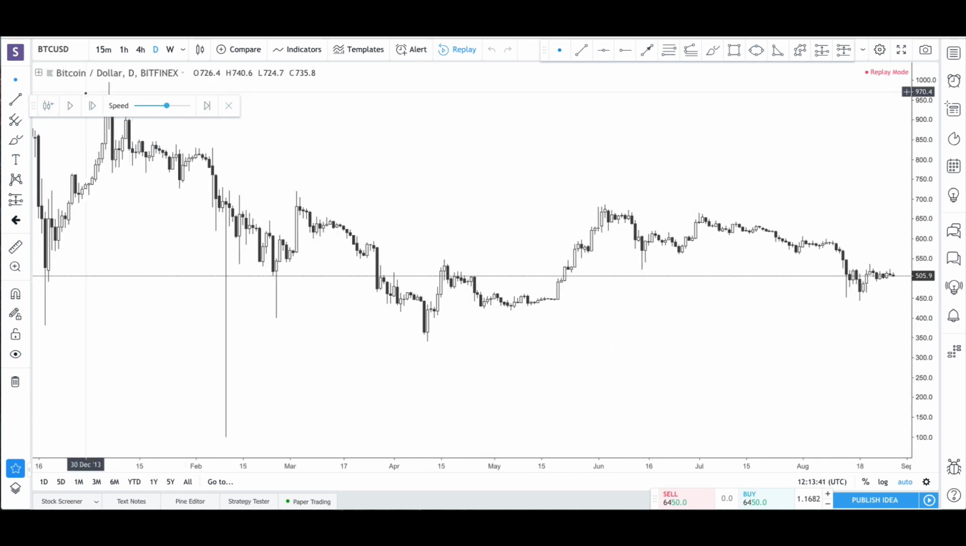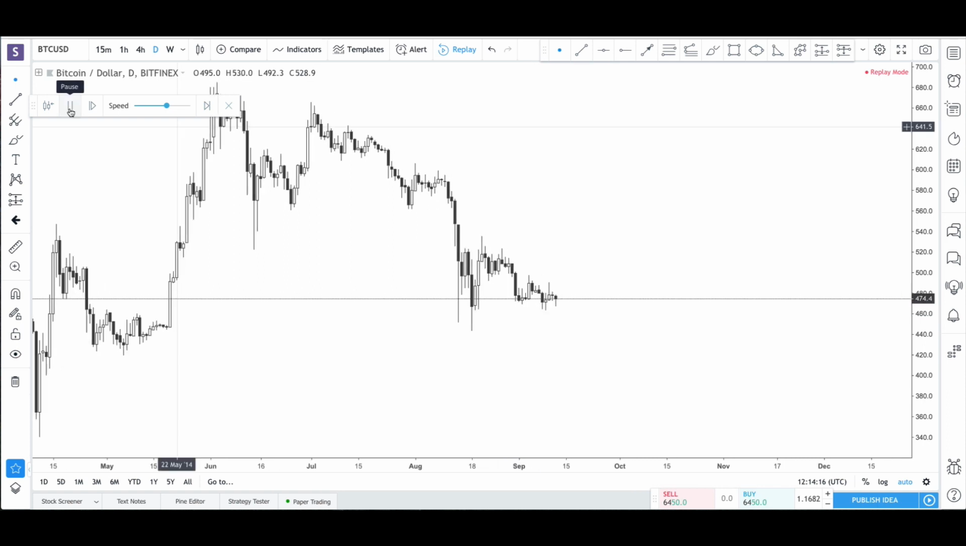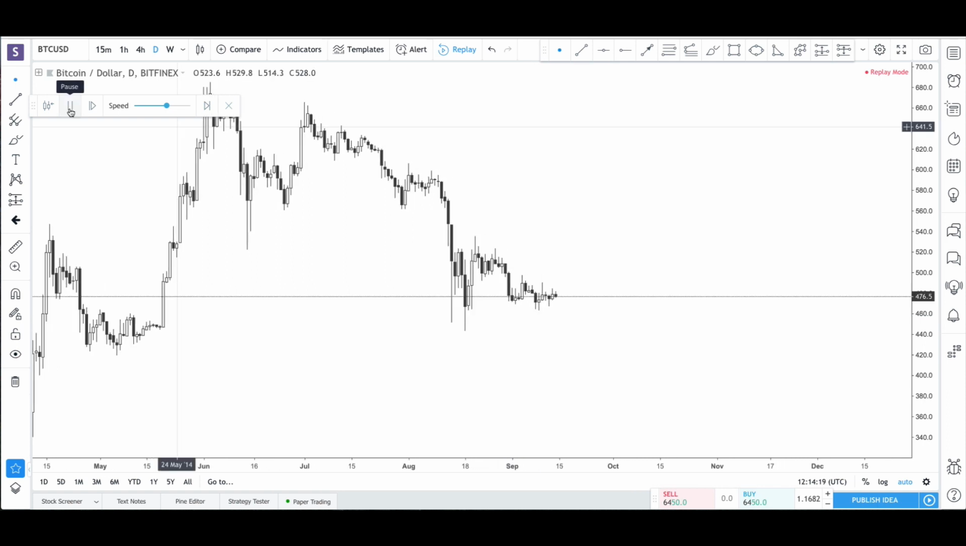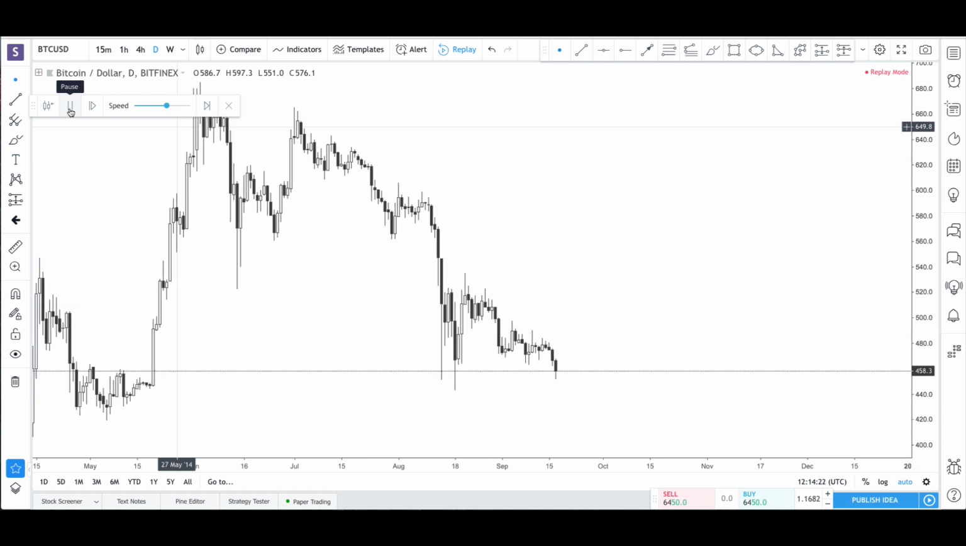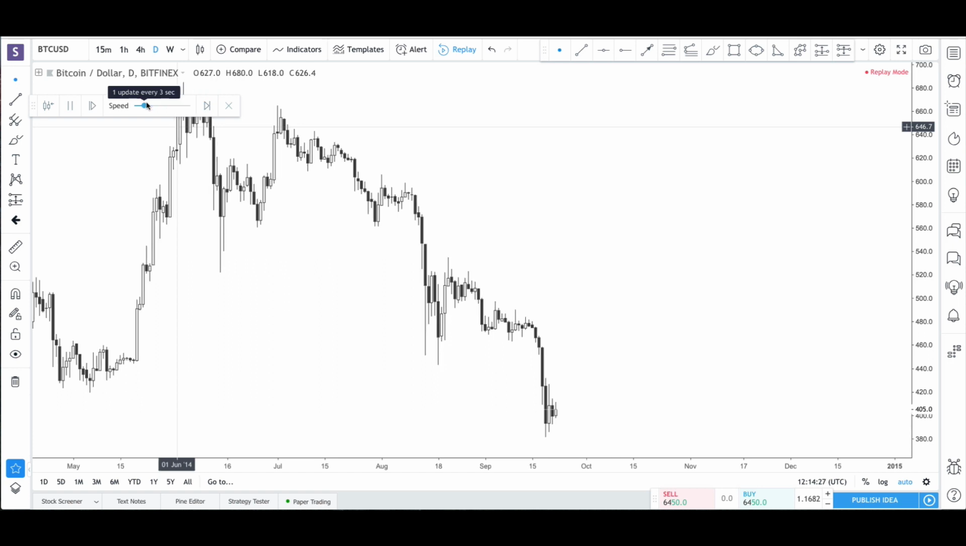You can adjust your speed of playback. So if you want one update every 1 second, you leave it on there. If you want it every 2 seconds, you leave it there, or every 3 seconds, etc. So you can speed up or slow down the playback. Now, what is the playback? Well, when you hit play, the future candles are going to disappear and the price action is going to start to play out. You can practice your trading live on TradingView. That might be going a bit fast, so we can slow it down. A new candle every 3 seconds.